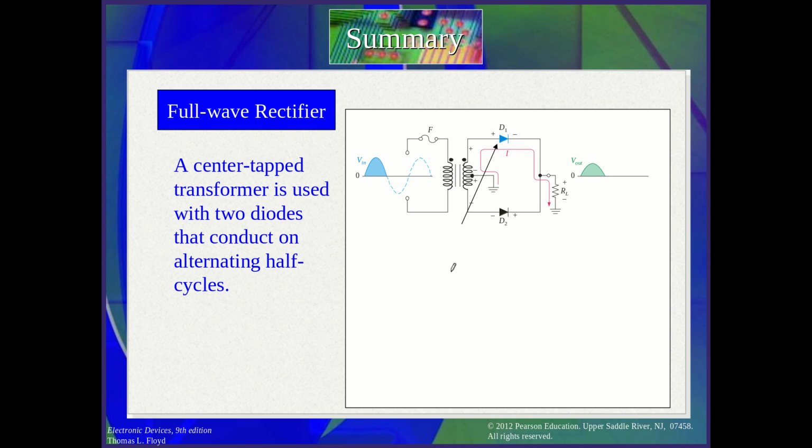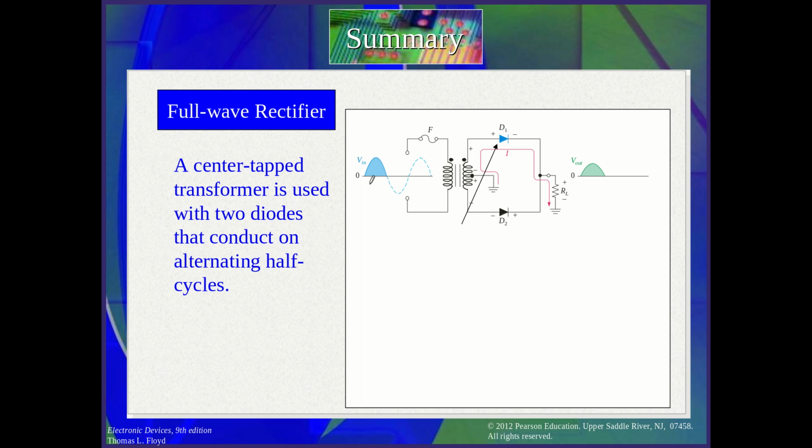Now the center tapped, I want to make a full wave rectifier now. A center tapped transformer is used with two diodes. So I put two diodes, one for each side of the circuit. Now in the center tapped transformer here, we put the ground here at the center. That's why it's called center tap. So when the input is applied, both of the diodes are connected in forward bias, and then the RL.